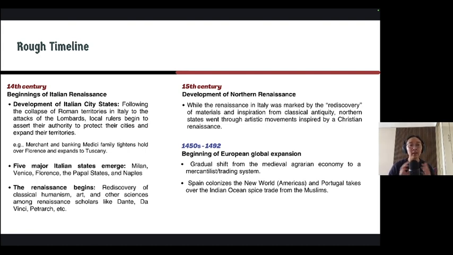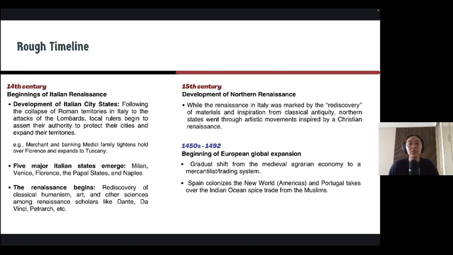So soon after, because of the wealth concentrated in these places, and the fact that everyone's just trying to recover from the Black Death, they start to return to classical humanism, art, and other sciences. So the scholars that we find using those materials are Dante, Da Vinci, Petrarch, and many other names that are familiar to us. So this is what's happening in the transition from the 14th to the 15th century.